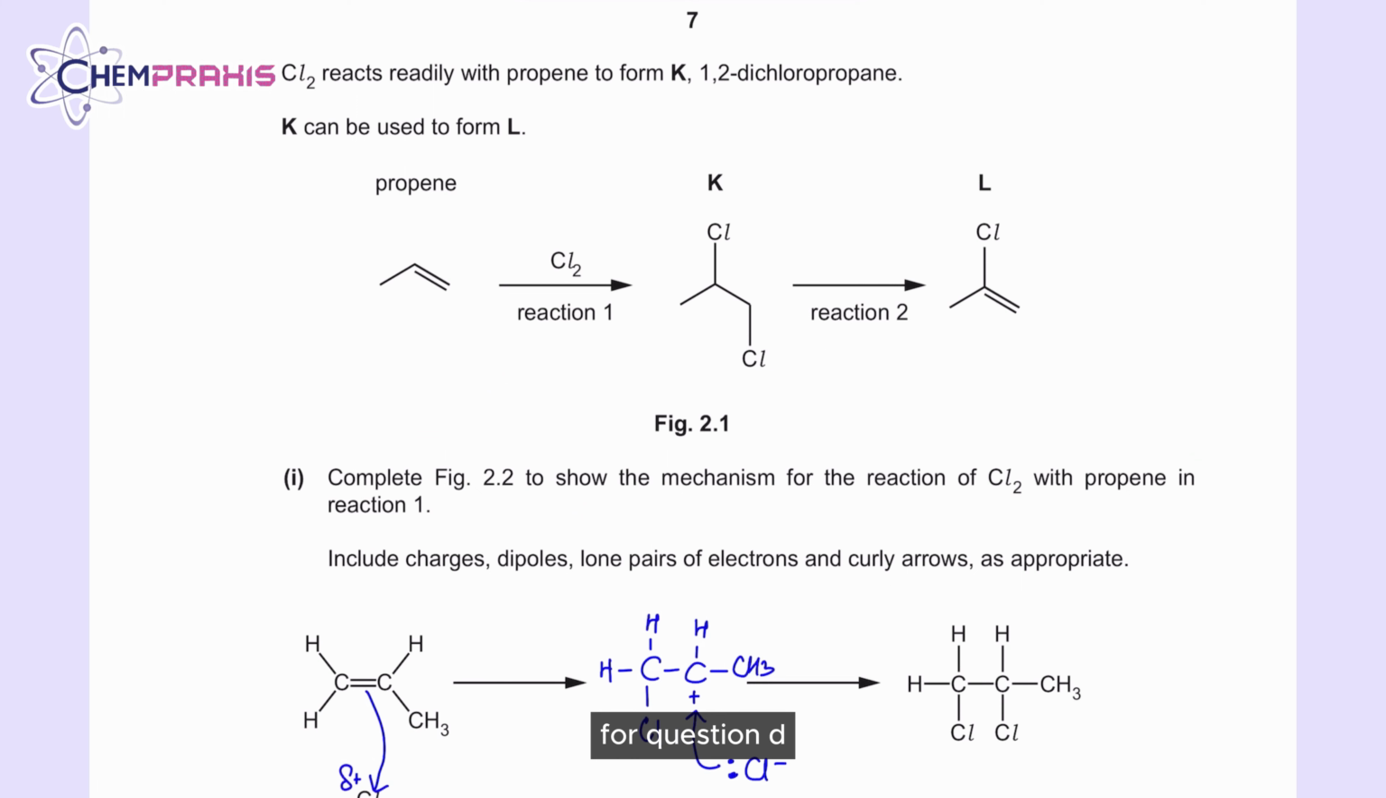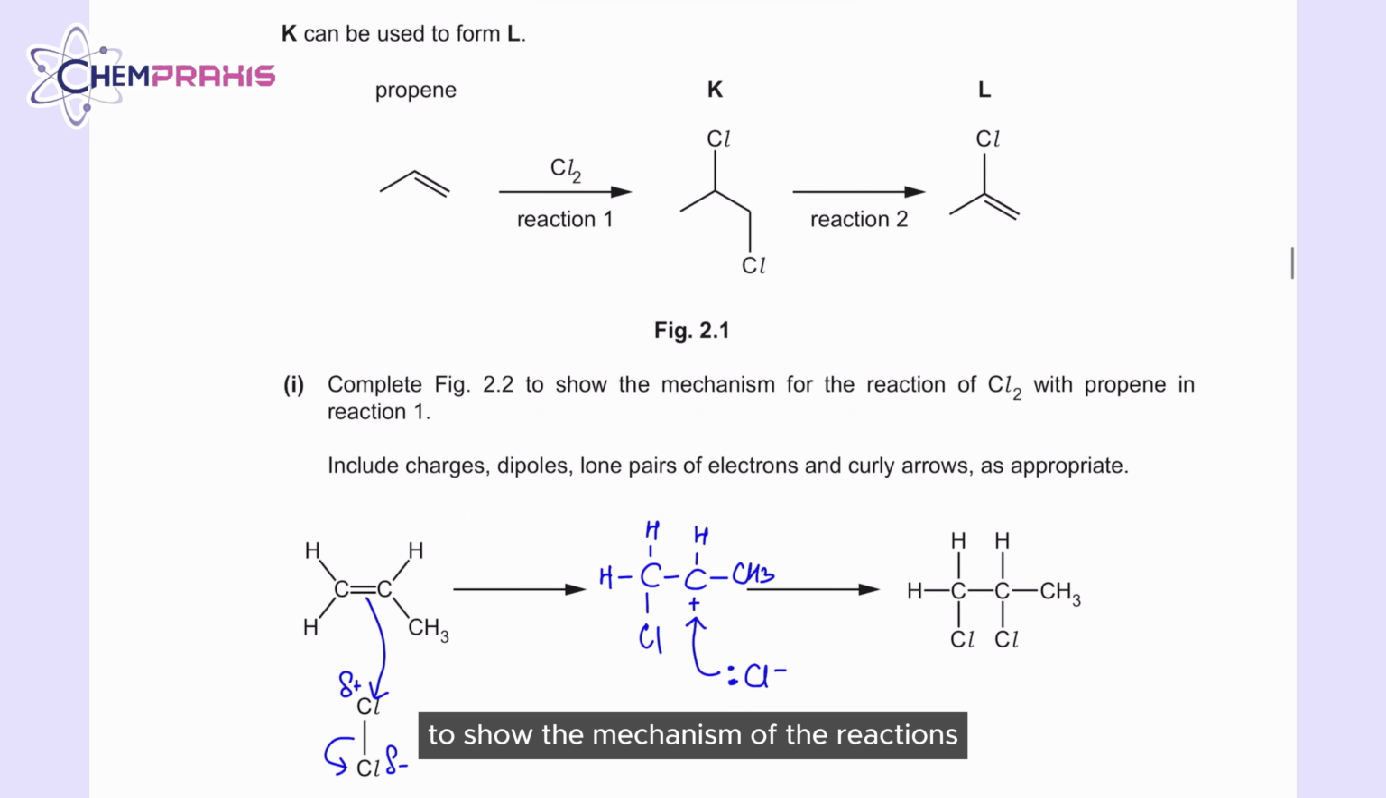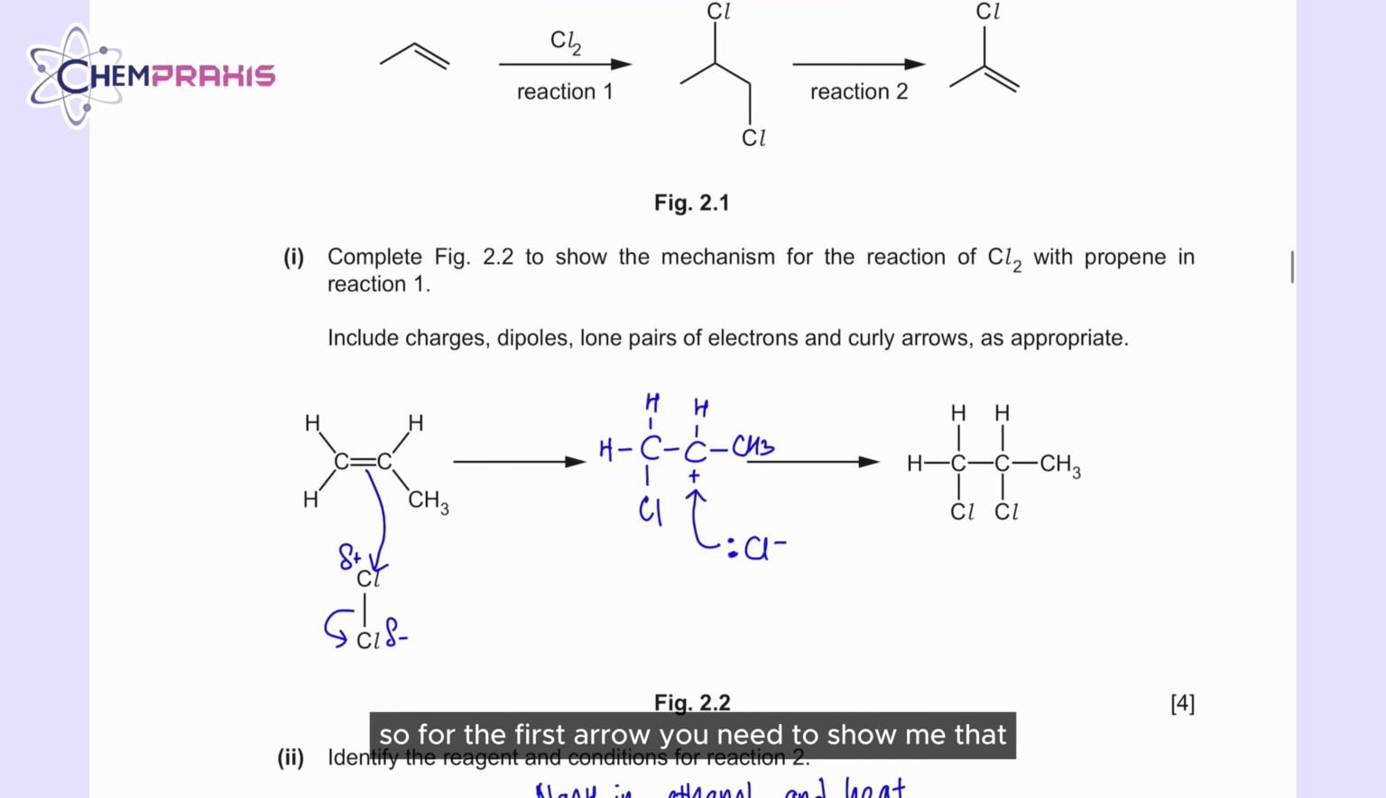For question D, chlorine reacts readily with propene to form K, 1,2-dichloropropane. K can be used to form L. Complete figure 2.2 to show the mechanism of the reaction of Cl2 with propene in reaction 1. Include charges, dipole, lone pair of electrons, and curly arrow as appropriate. So for the first arrow, you need to show the arrow from the double bond to the Cl.